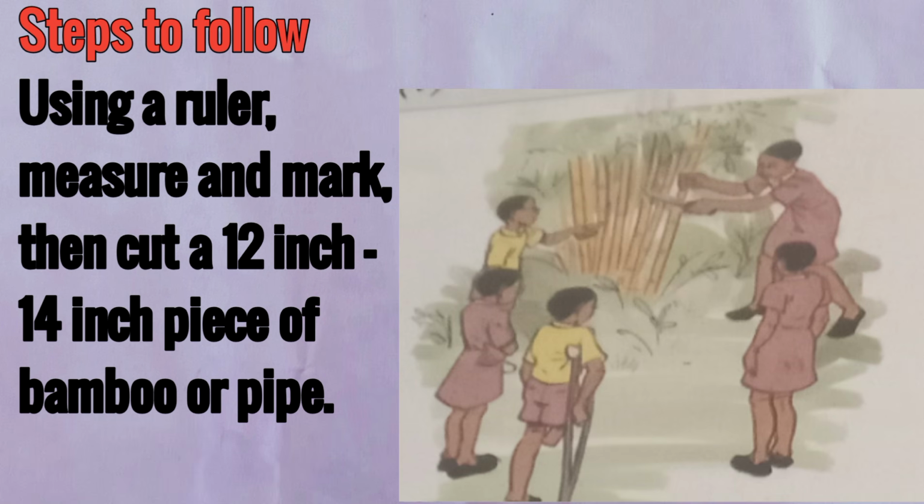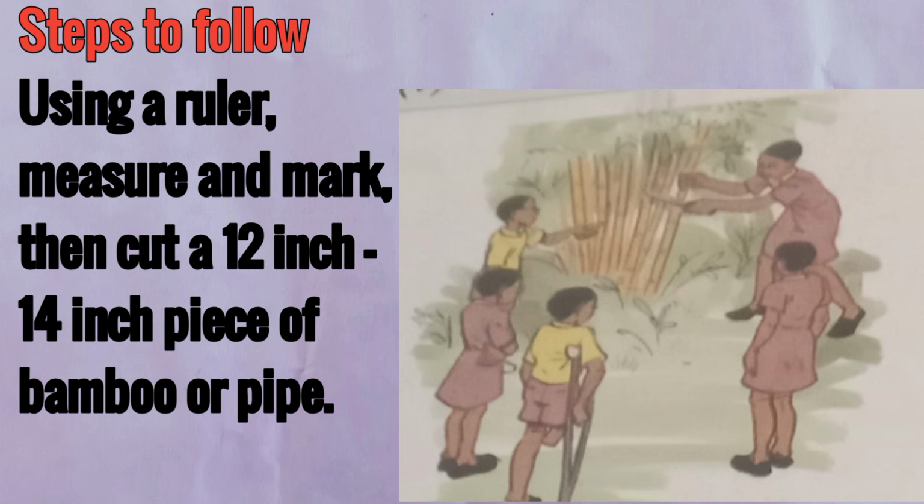So the first point is that using a ruler, learners are going to measure and mark, because remember one of the points that we noted is that indigenous wind instruments have a unique sound, and that sound will depend on its material and size. That's why the first point says, using a ruler, measure and mark, then cut off a 12-inch to 14-inch piece of bamboo or pipe. So we have given a specific measurement.